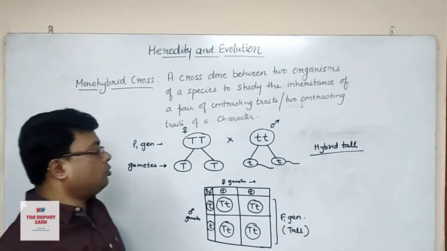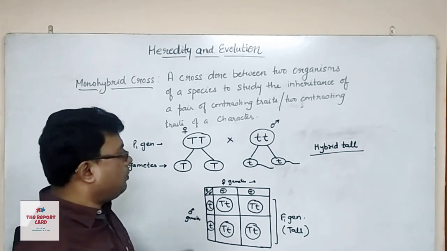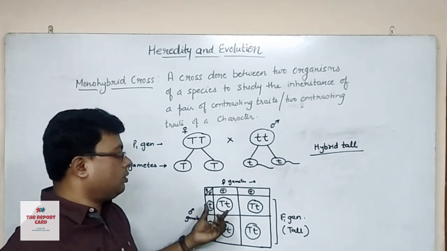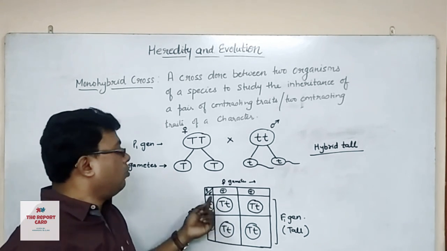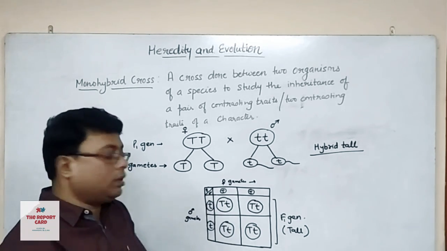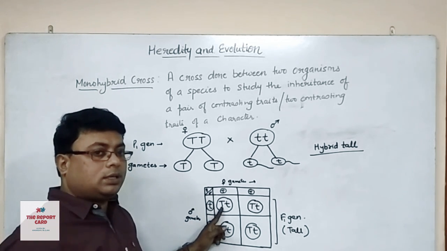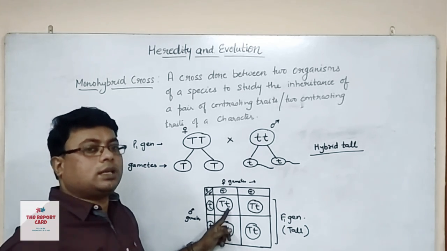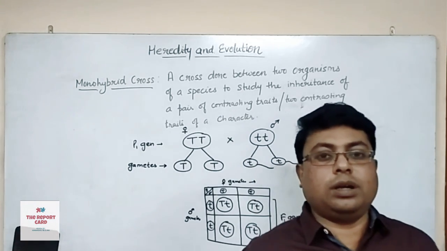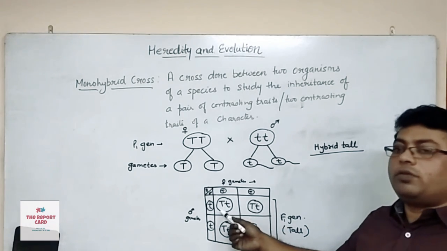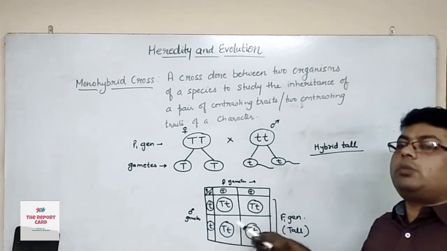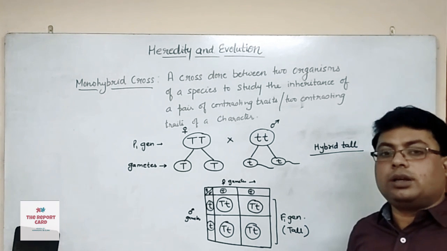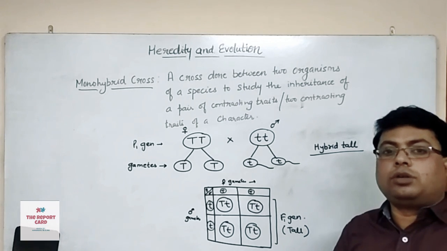And with this we come to the law of dominance, that whenever there is a heterozygous condition for a particular character, one of the alleles expresses itself and is known as a dominant allele, and the other one is known as a recessive allele. So a recessive allele never expresses itself in the presence of a dominant allele, or in the presence of another allele for the same character. I hope it is very clear to everyone, the law of dominance.